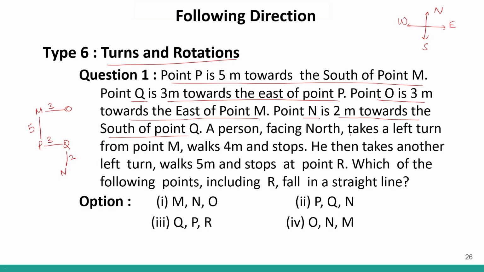Now, a person is facing north. He takes a left turn from point M. So from point M, left will be this side, right? He will go this side, walks for 4 kilometers and stops. Then he takes another left turn. So left turn will be this side, and walks for 5 meter and stops. So he will be in line with P and Q, right? And this point is called R. We have to find out which of the following points, including R, will fall in a straight line. So including R, the only thing that falls in a straight line is R, P and Q, which is option number 3. So option number 3 will be your correct answer.